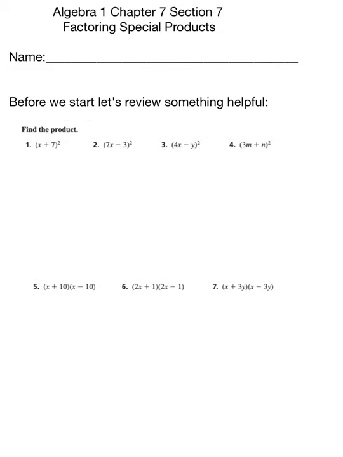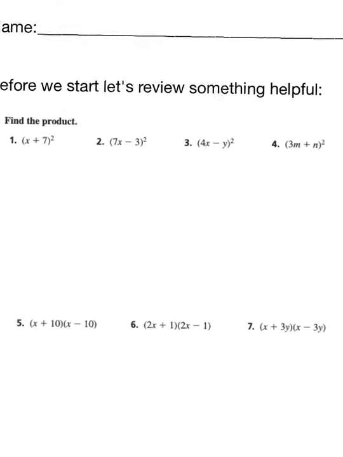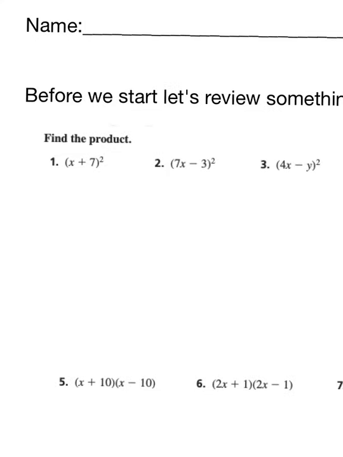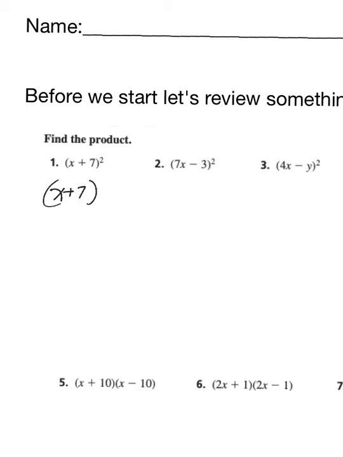I want to go back to one of our earlier sections where we were multiplying numbers that look like this. So let's take a look at number 1, x plus 7 squared. And so to do this one, we're gonna multiply the x plus 7 times the x plus 7 because this is x plus 7 squared. And we will go ahead and do our FOIL.